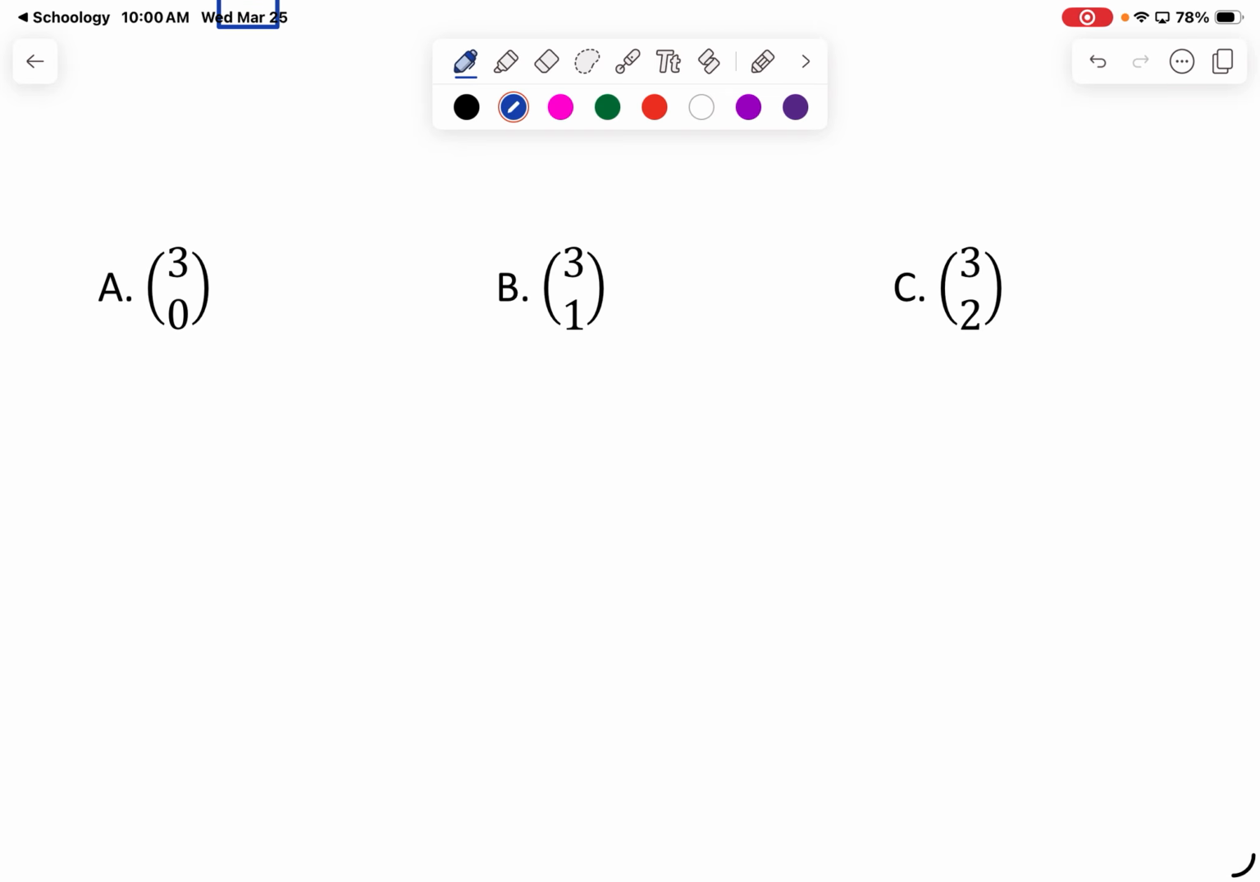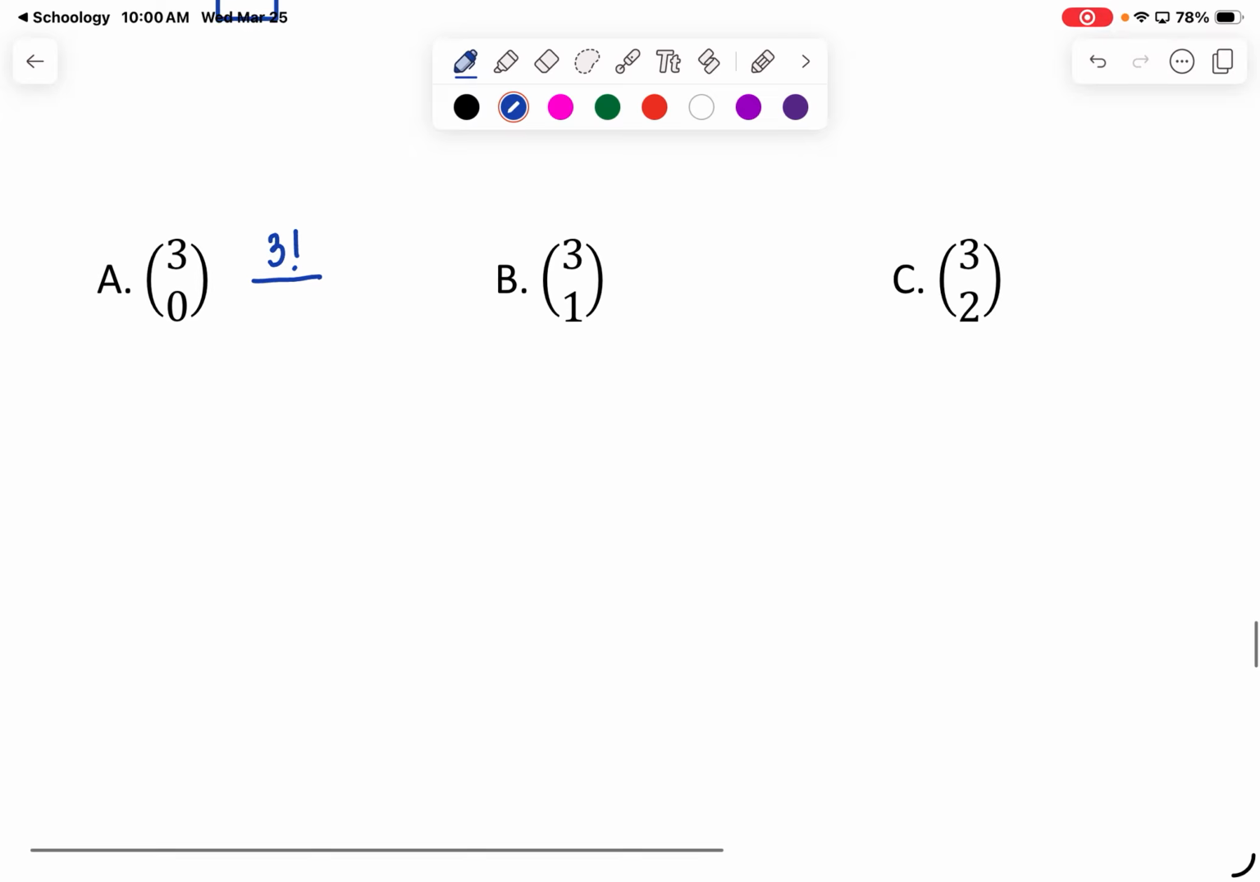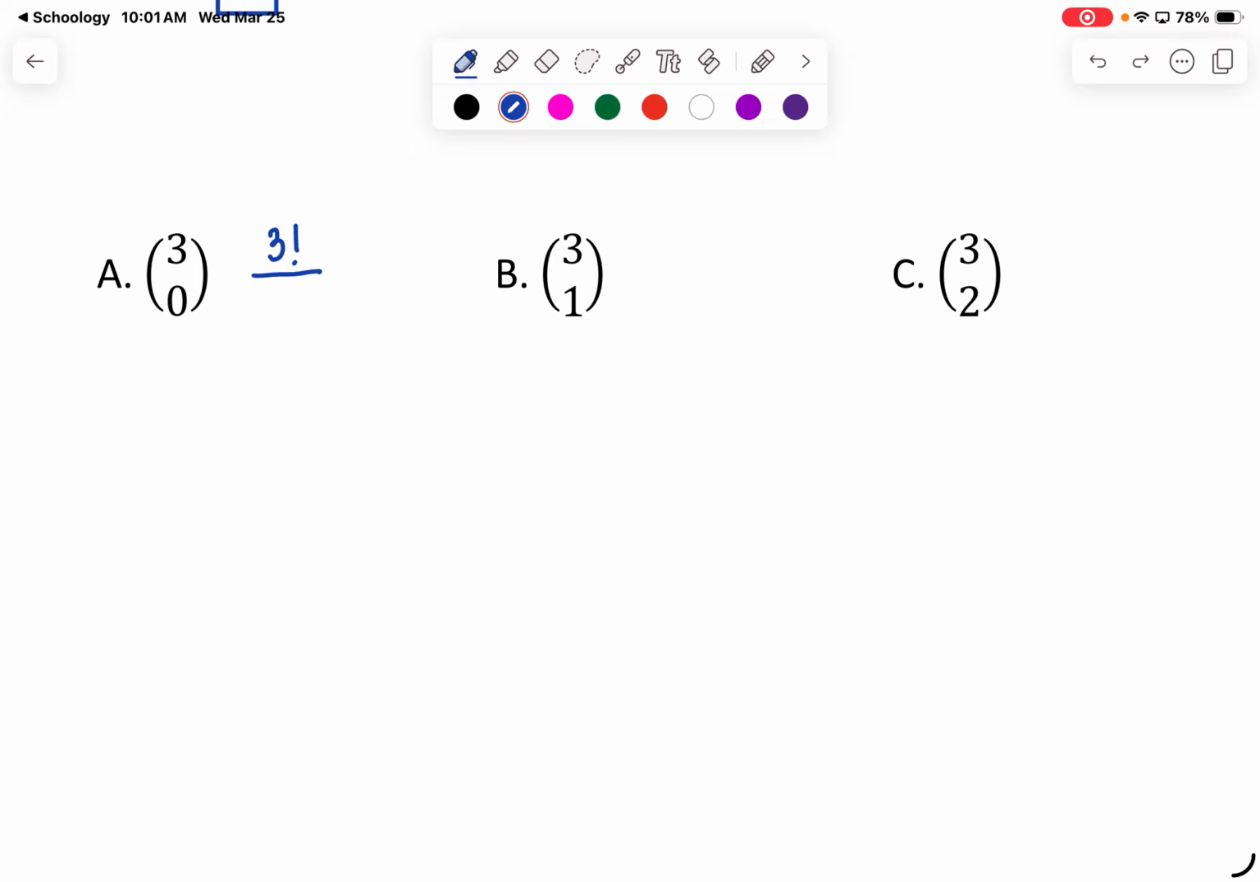Okay, so 3, how many different ways can I choose 0? That's just 1, but the math behind it, 3 factorial, and then you do 3 minus 0, which is 3 factorial, and then r, which is this value factorial, and you get 1.